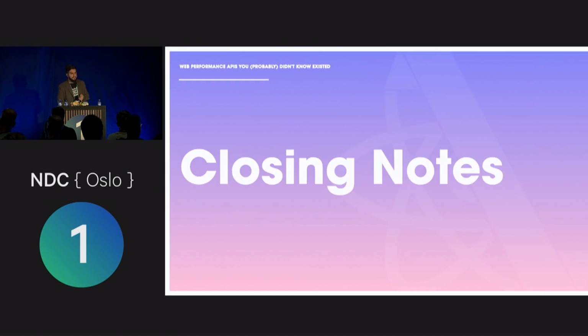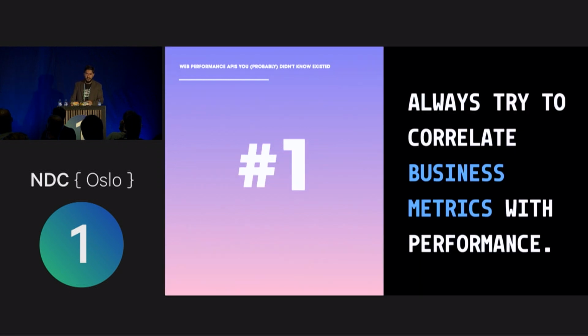So, some closing notes. On top of that, the first one is always try to associate business metrics and performance metrics, because we see more and more, especially on social networks or some solutions or libraries, that they game metrics just for the sake of showing they're fast. But if you do correlate business metrics, there's no way to game these metrics, because that's actual behavior from the users. That's like your conversion rate.